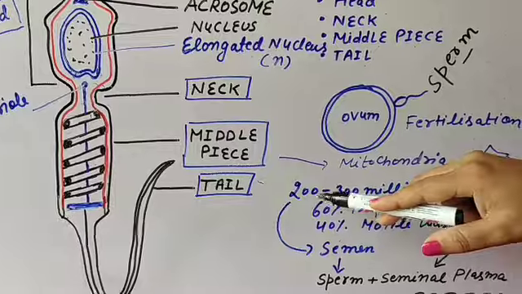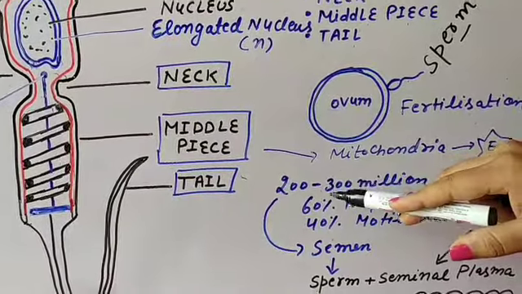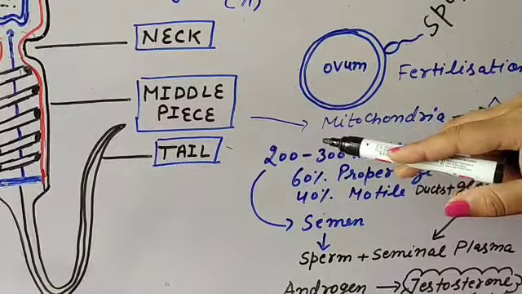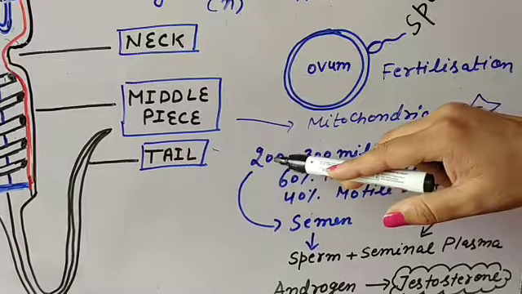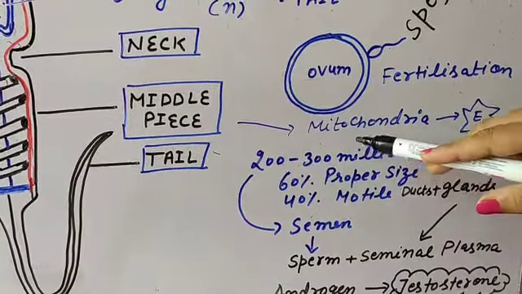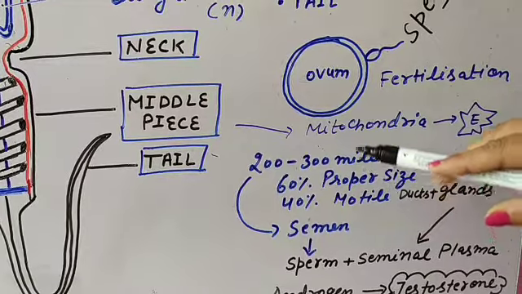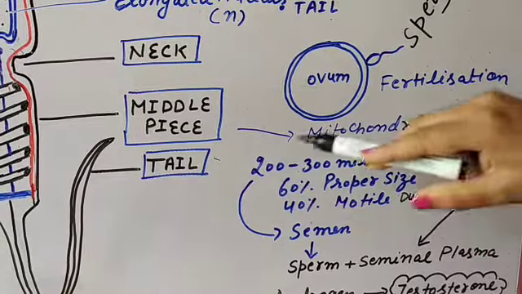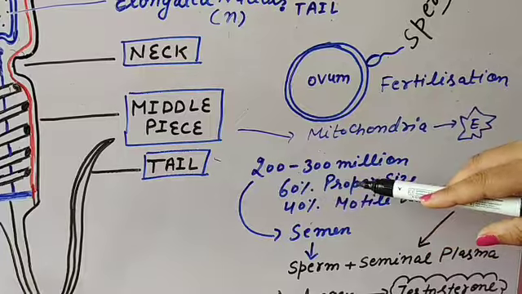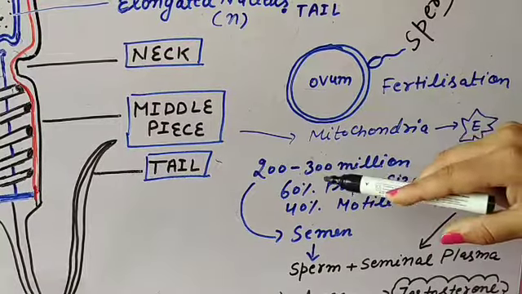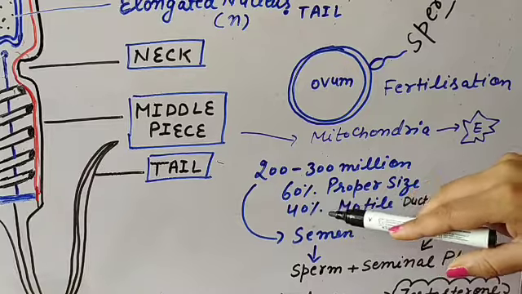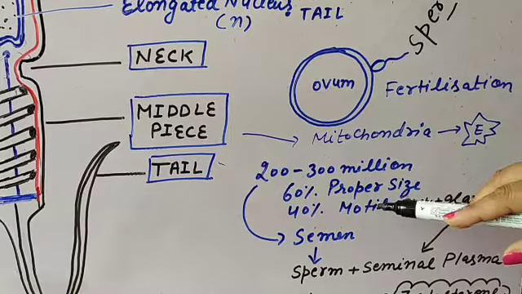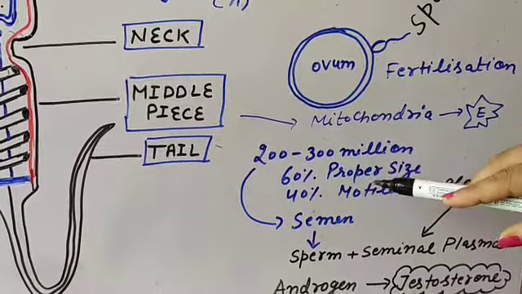Now these sperms are ejaculated into the female reproductive system by the penis, and in a single ejaculation there are 200 to 300 million sperms. Out of them, for healthy sperms, 60% should be of proper size, and out of these 60%, 40% should be motile. Motile means they can move. If they are unable to move, then their fertilizing capacity is less.